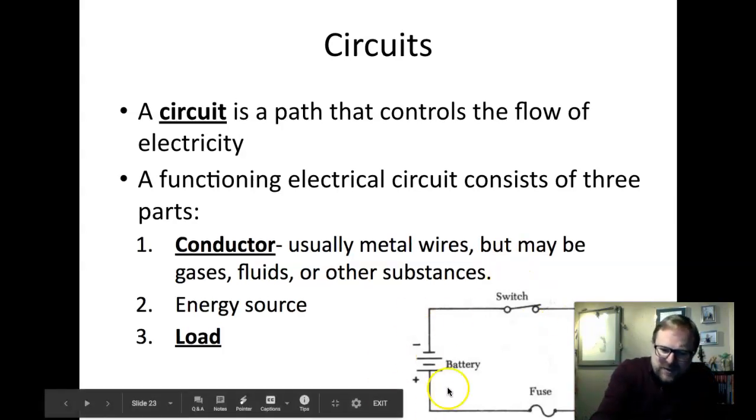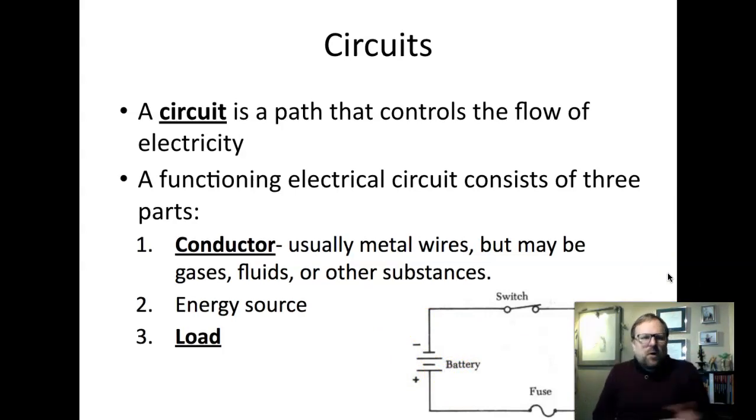So in this circuit here, this is our energy source. This line, ignore the switch, this line that goes all the way around here, ignore the fuse. Okay, that's our conductor, energy source, and our load is the thing that the electricity is working on. So it might be a light bulb. It might be a speaker that makes sound come out. It might be your computer screen. Okay, so you'll have a load. The thing that the electricity is making operate is your load.